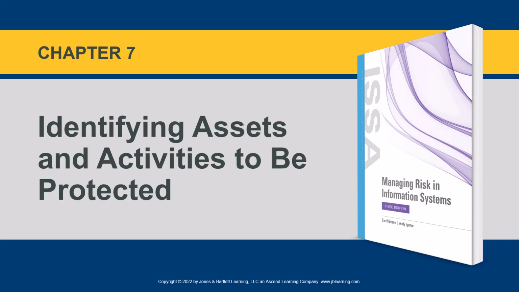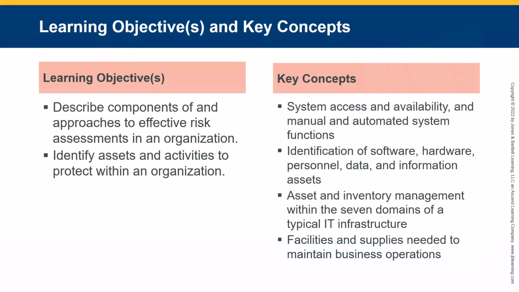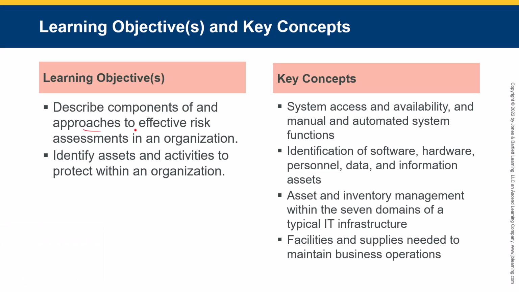Chapter 7, Identifying Assets and Activities to be Protected. In this module, we are learning about the components of and approaches to effective risk management and risk assessments within an organization. So again, approaches and components. Identify assets and activities to protect within the organization. Assets and activities could also be processes, not just specific assets.